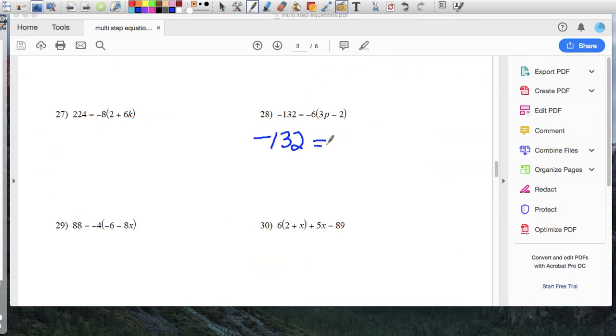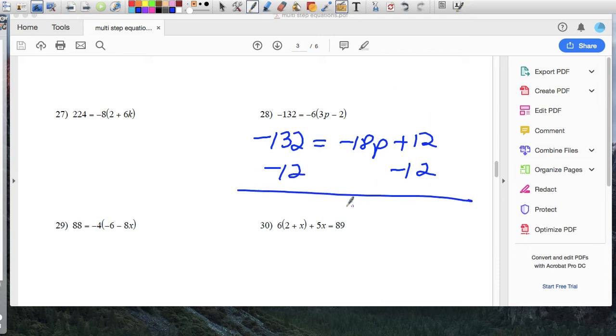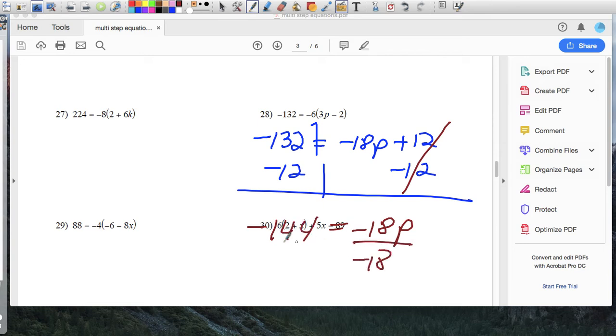Negative 132 equals negative 18p plus 12. If you do your story, you're going to do minus 12 here, minus 12 here. So far it's the same thing. Negative 18p, because these will go out. This is still negative 144. Divide both sides by negative 18.